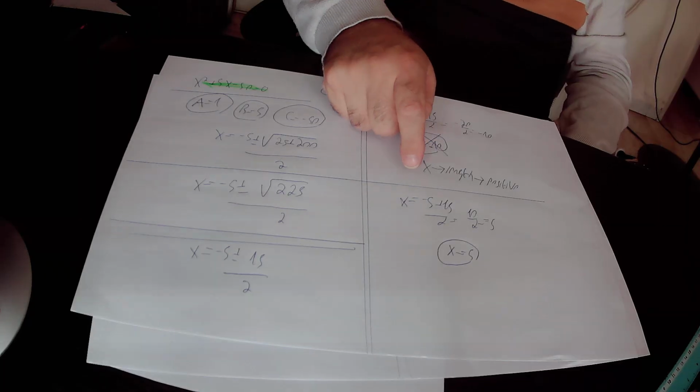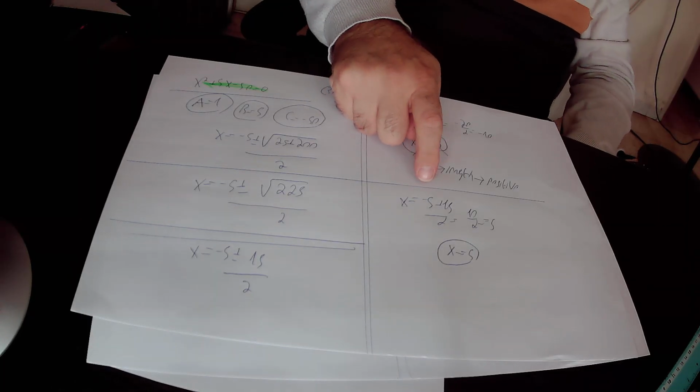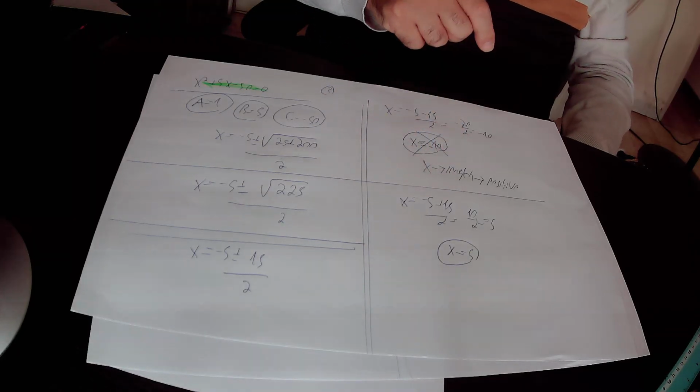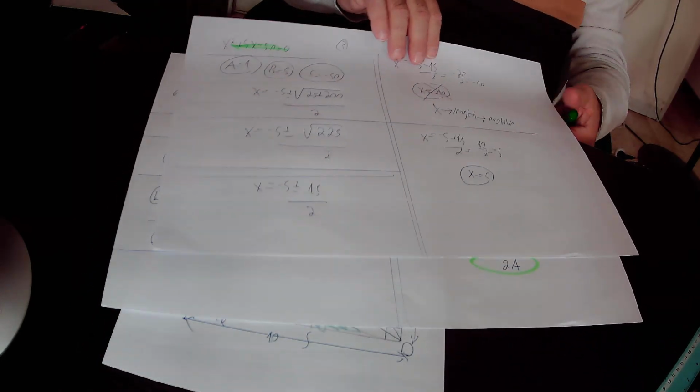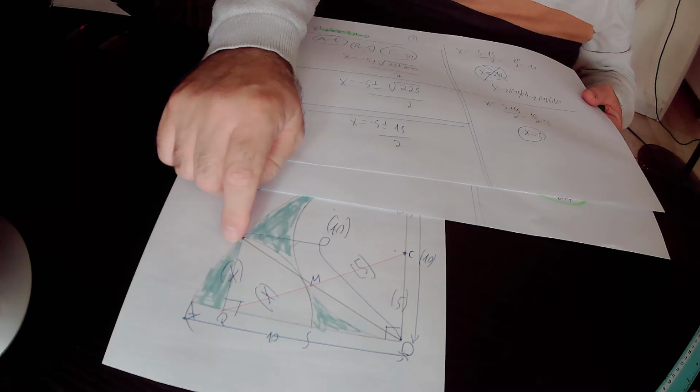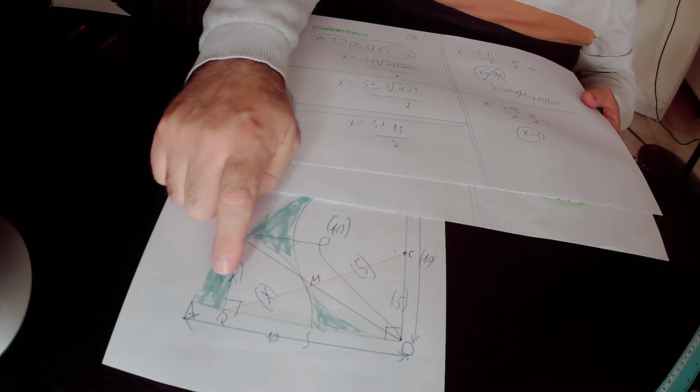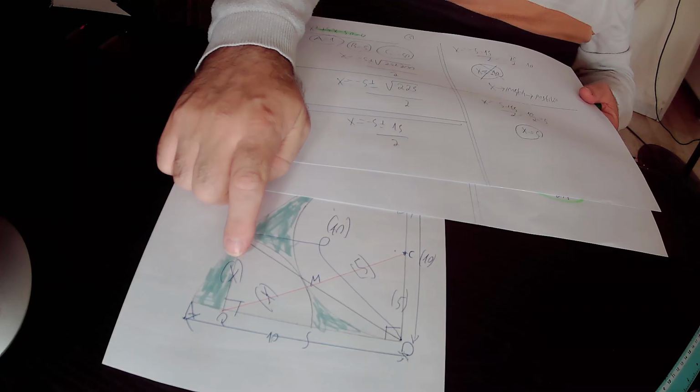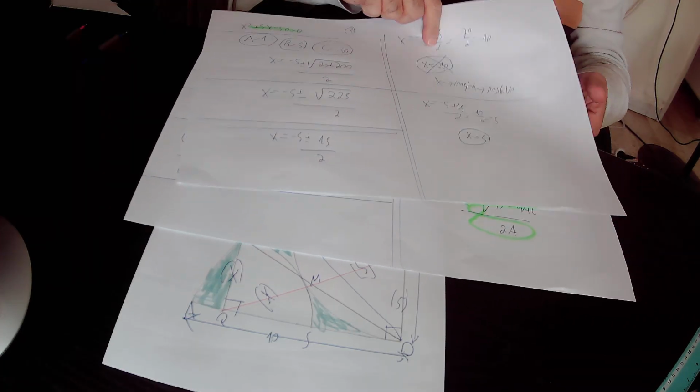The second solution for x is x equals minus 5 plus 15 over 2. Minus 5 plus 15 is 10, and 10 over 2 is 5. So the second solution for x, that is to say the radius of this small quarter circle PQS, equals x, and x equals 5 units in length. So x equals 5.